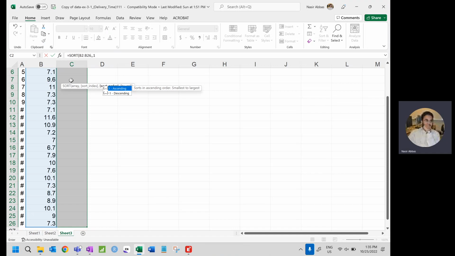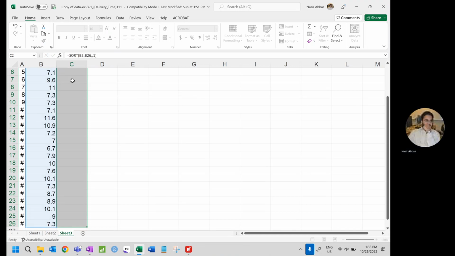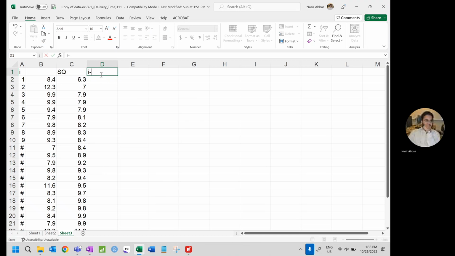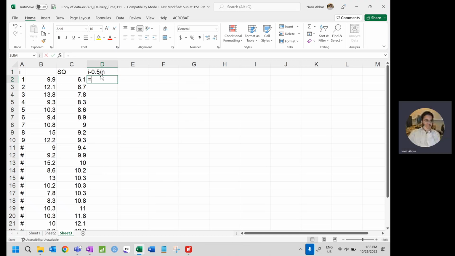Sorting index in ascending order. So I sorted them. 6.3 comes at the bottom, then 7, 7.9, 7.9, 7.9, 8.1, and so on. Then I find what? I minus half over n, the position of each value in the sample. So this will be i minus 1/2 over 25.